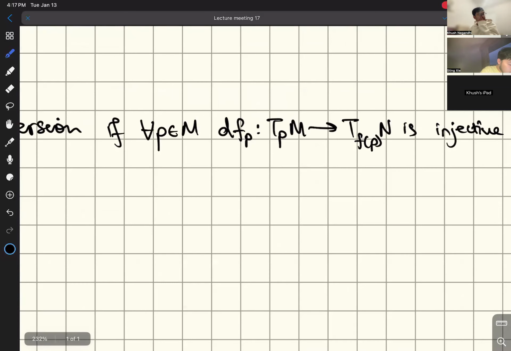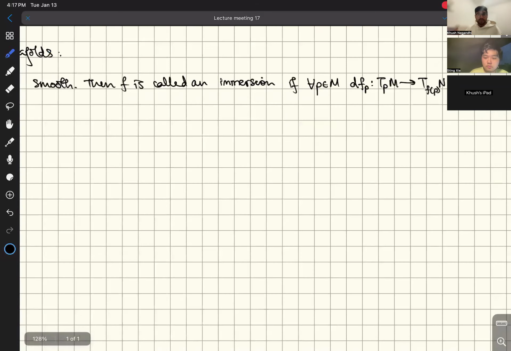Okay, so yeah, basic definition. If the differential at each point, you can think of the differential in multiple ways. You can think of it as maps between tangent spaces. You can think of it as a matrix of partials in a coordinate system, however you want to think about it. And then if that corresponding map is injective for every point, then the function is called an immersion.